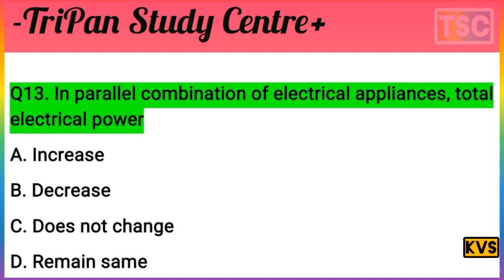Nothing here. B, power is decreasing. Not increasing, not decreasing. Any appliances connected in a parallel combination, not increasing, not decreasing. It means it does not change. C, does not change. No way. D, remaining same. It means the electrical power is the same because they are connected in parallel.